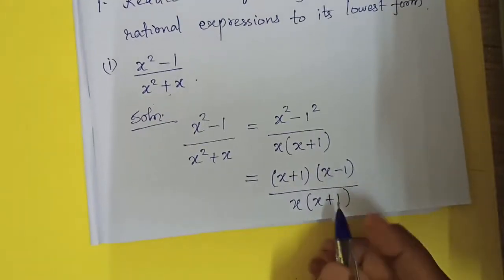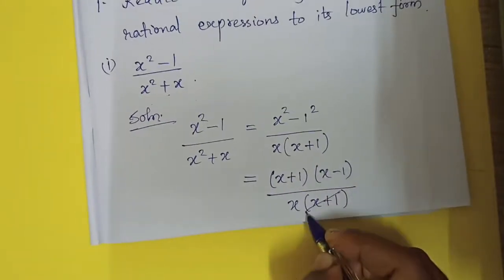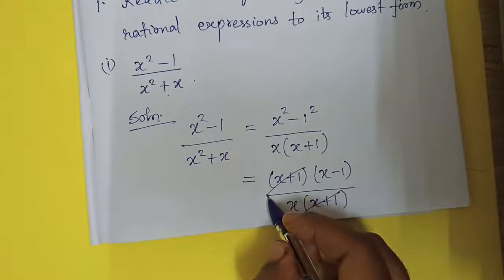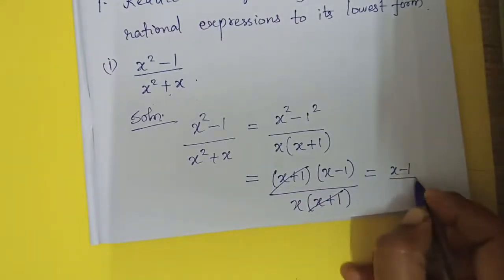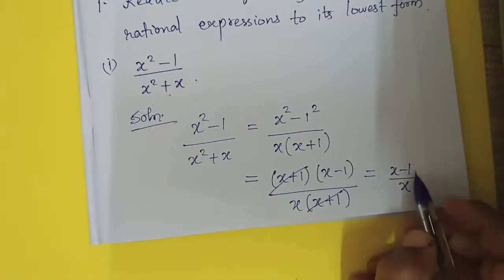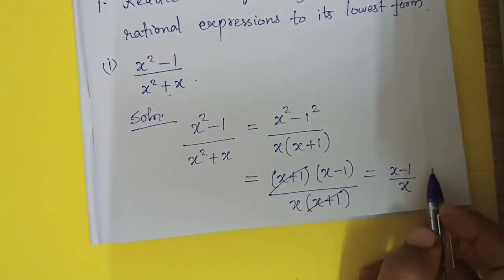Any possible cancellation? Yes, x + 1 gets cancelled. And what is the final answer? (x − 1)/x. This is the required answer. Got it?